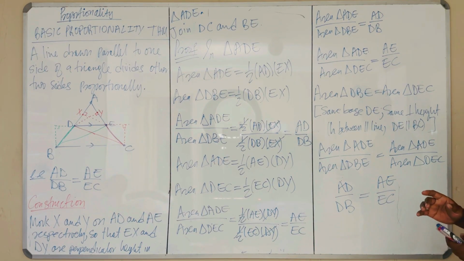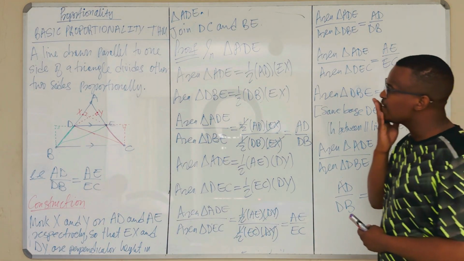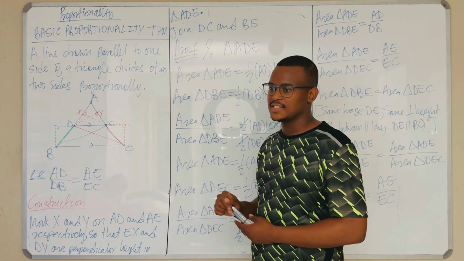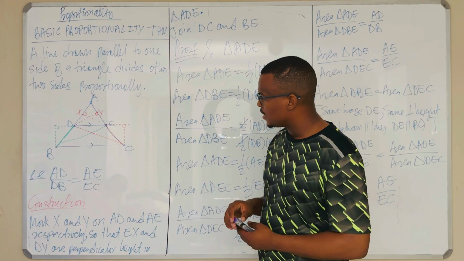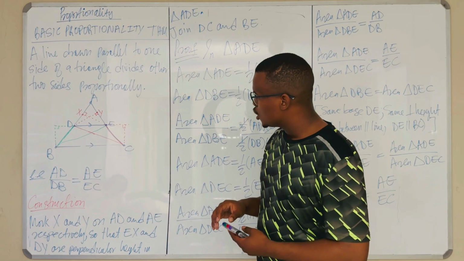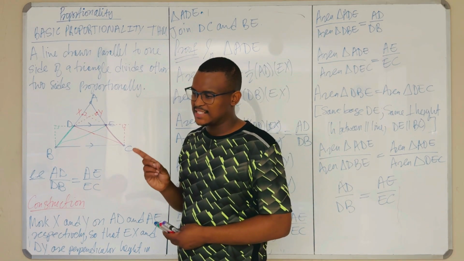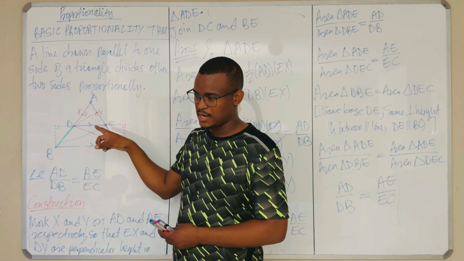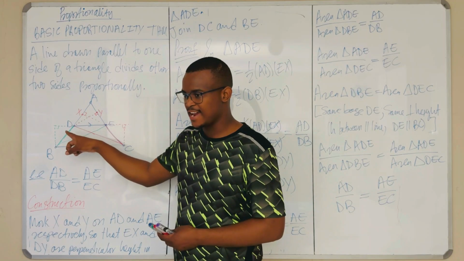Now, what I want to talk about next is an extension of this. So here we said a line drawn parallel to one side of the triangle divided the two other sides proportionally. That's what we said. So I want to talk about a few other things now. When I draw the line that is parallel to the third side, I draw it inside this triangle, right? I'm not sure if you get that. Yes. I drew it inside this triangle.